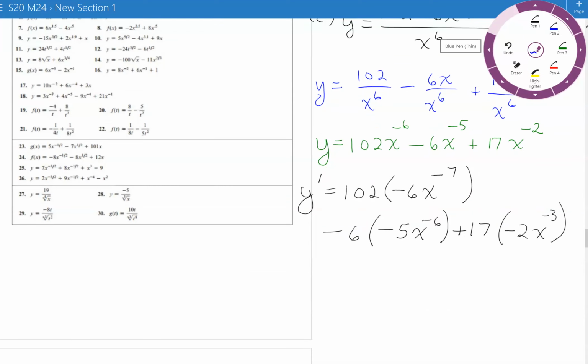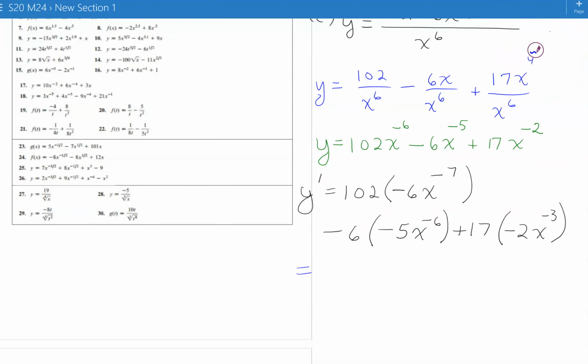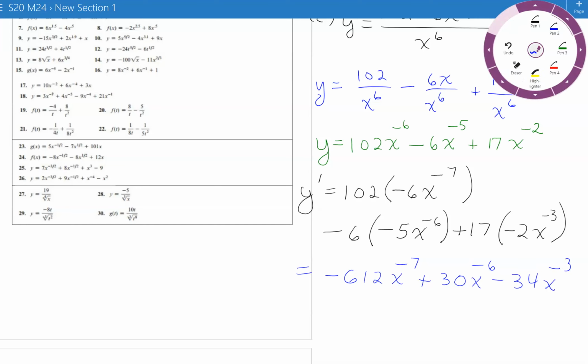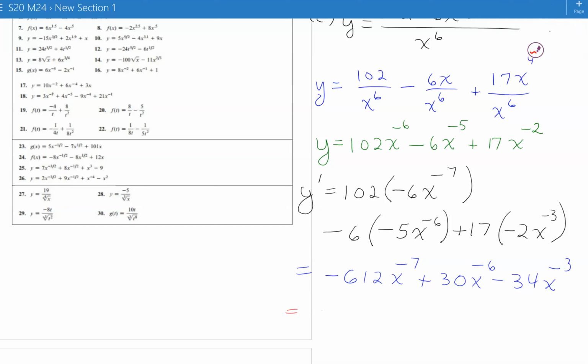Then our last step is just going to, well, two last steps. So negative 612x to the negative 7 plus 30x to the negative 6 minus 34x to the negative 3. And then the very last step is write your answer without negative exponents.